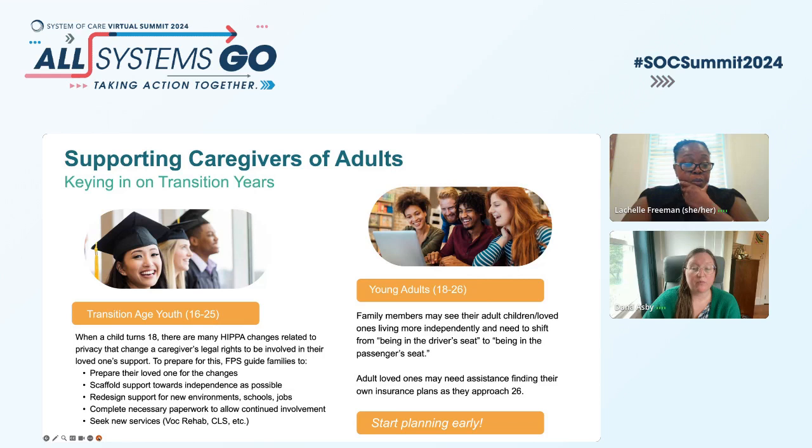So adult loved ones may need assistance finding their own insurance plans as they approach 26, because a whole other thing happens at 26. If they're on your health insurance, they now have to find their own. So there's a lot of different transitions happening. So it's probably good to start planning early. I don't think I did it early enough from 18 to 20 and 18 to 23, but I was able to go back and do some things to catch them up. So let's go to the next slide.